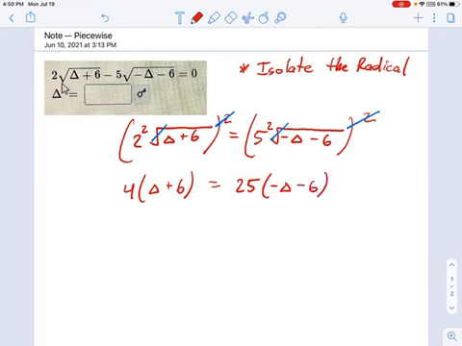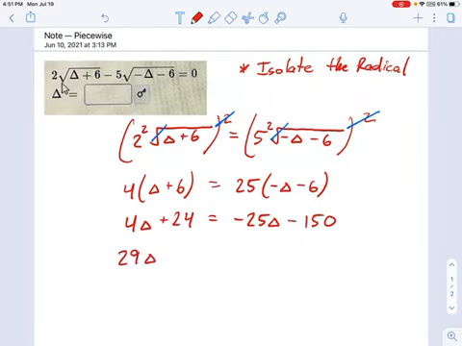And now you just distribute those multiplication terms, you get rid of the parentheses, and we'll see what happens when all the dust is settled here. This is going to be 4 delta plus 24 equals negative 25 delta, oh gosh, minus 150, I think. Okay, so now what? I'm going to add 25 delta to each side. That gives me 29 delta. And I'm going to subtract 24 from each side. That gives me negative 174. So delta equals negative 174 divided by 29. Okay?